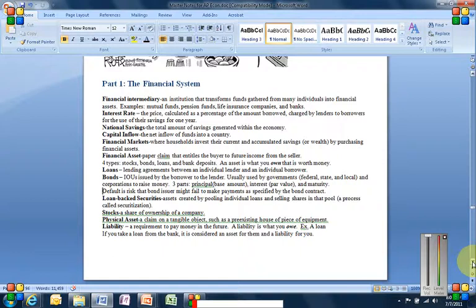Now, of course, not every person who ever takes a loan out, bond or otherwise, makes all the payments on time. And this can go for governments, not just individuals like you or me. So if somebody defaults on that loan, on that bond, what we're basically saying is that they failed to live up to their side of the agreement. And default is a risk that the bond issuer might fail to make payments as specified by the bond contract.